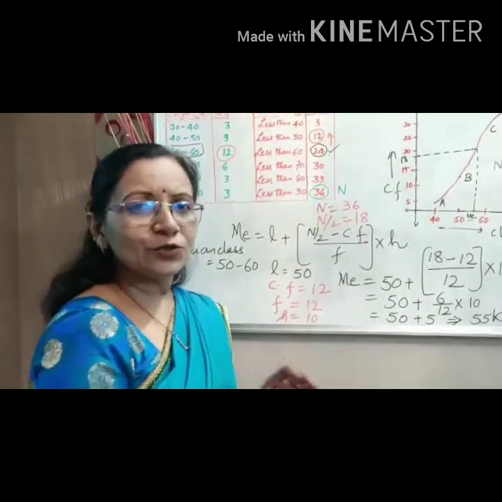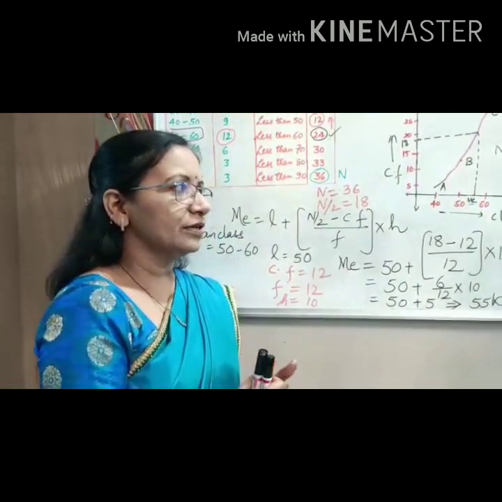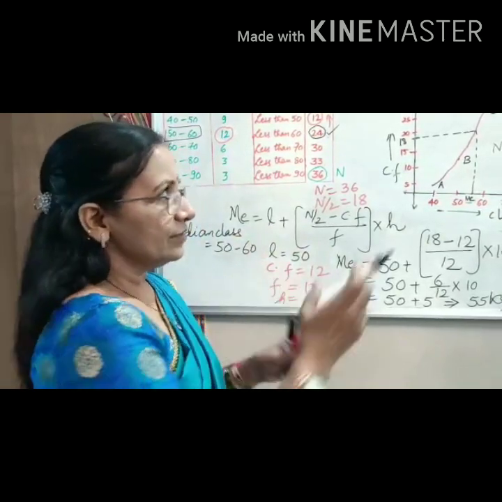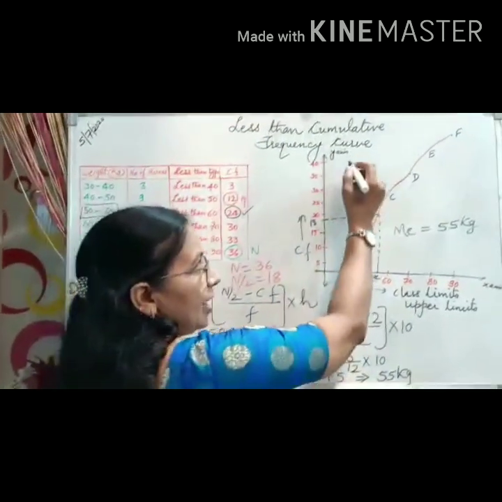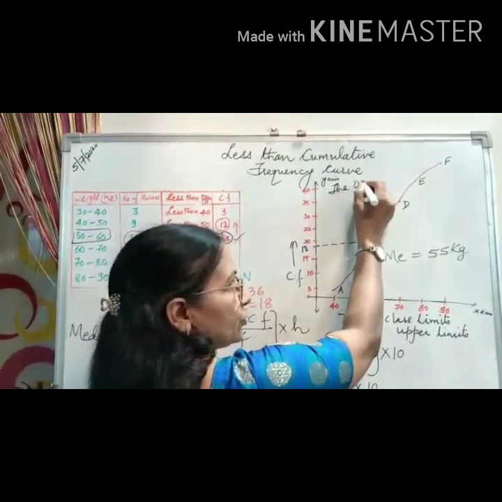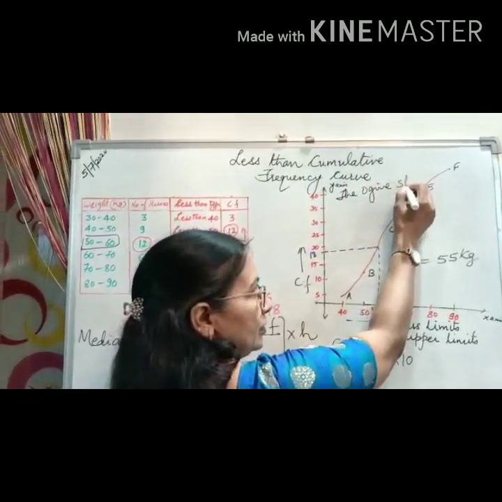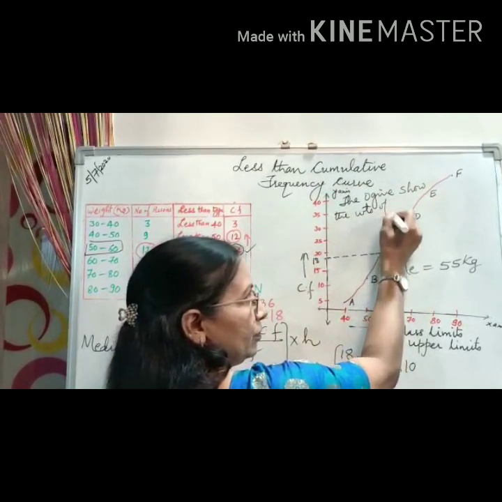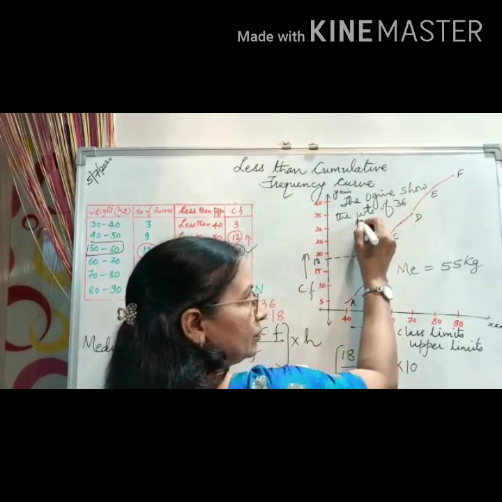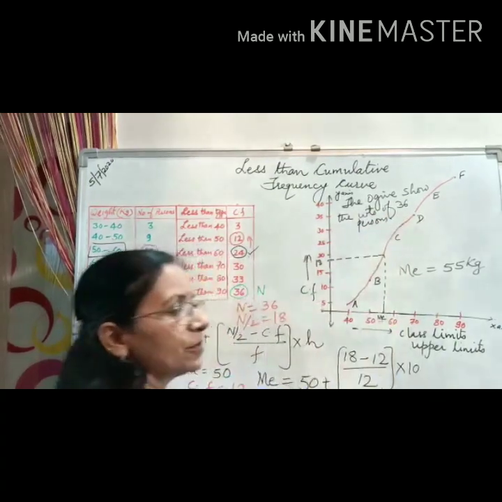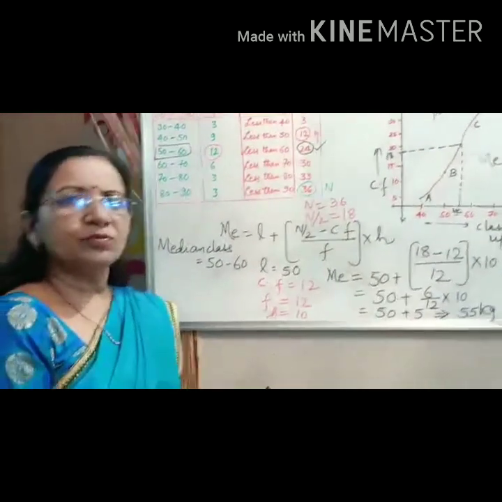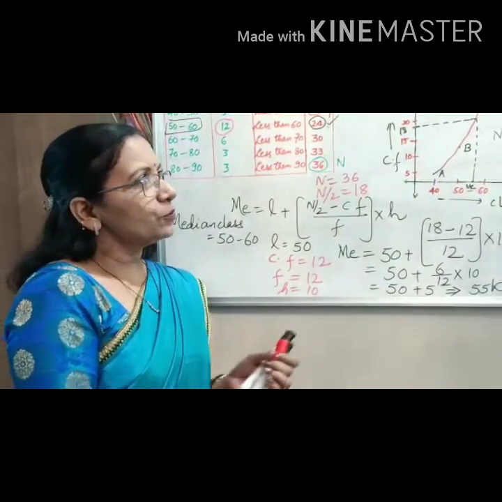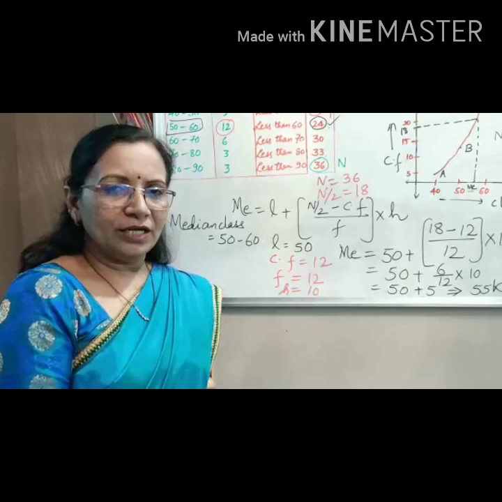I hope you have understood the plotting of the ogive on the graph and the calculation of the median also. Here you will give the name of the graph also. The graph, or the ogive, shows the weights of 36 persons. You can give the name of the ogive to be more clear. So I hope you have understood. Next video I will be putting it for the more than type cumulative frequency.